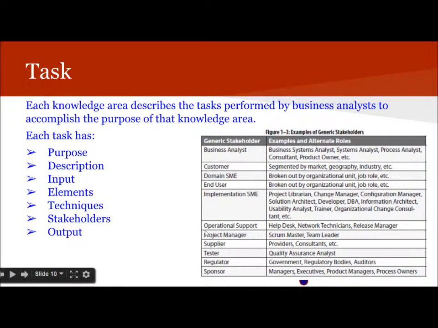Then another stakeholder is operational support, which can be help desk, network technician, release manager. Then project manager, who can be scrum master or team leader. Then supplier can be provider, consultant, etc. Tester could be quality assurance analyst. Regulator can be government, regulatory bodies, auditors. Sponsor can be manager, executive, product manager, or process owners.